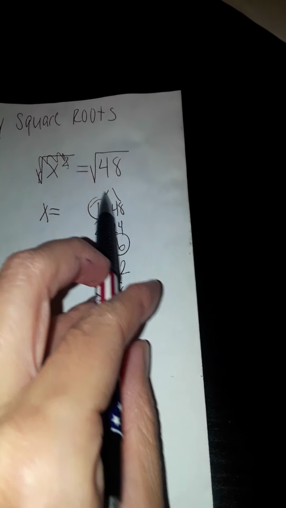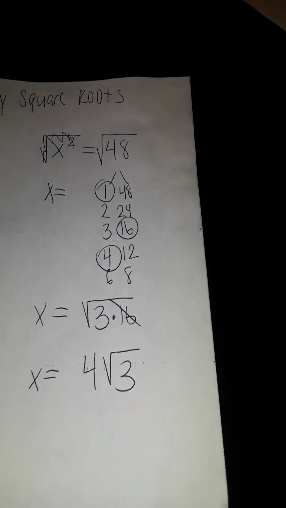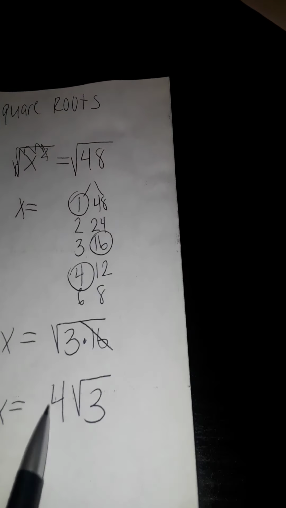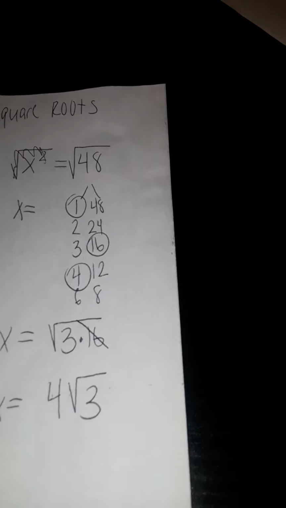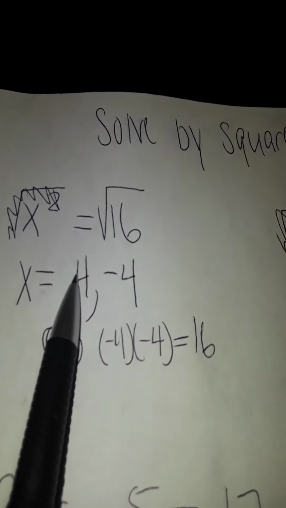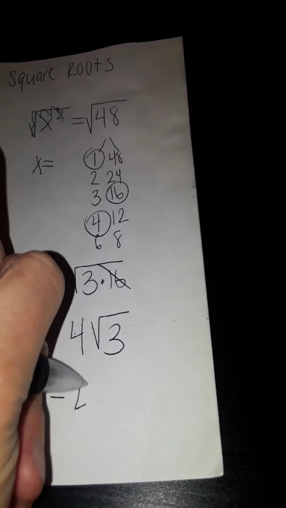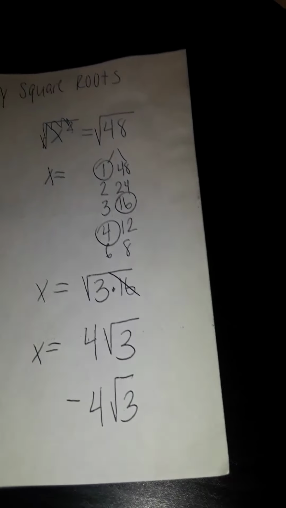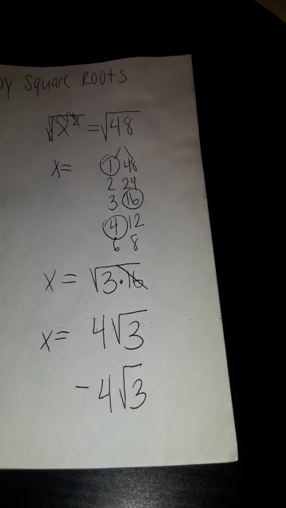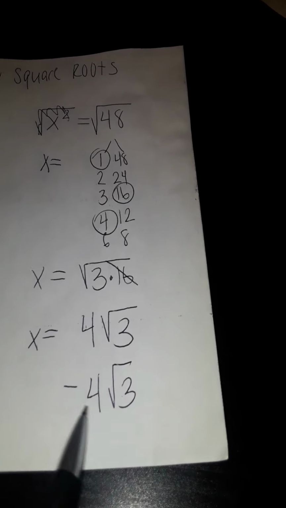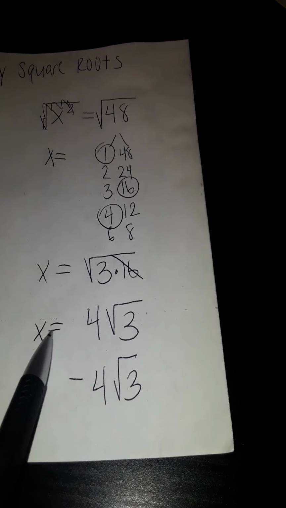Remember, we're not going to leave radical 48. That's not simplified. You won't see it, nor will it be a selection. That's just one answer. Again, remember in the previous problem we had two answers, 4 and negative 4. We have to do the same exact thing. The other equivalent answer is negative 4 radical 3. Both of these answers would be sufficient for what x is.